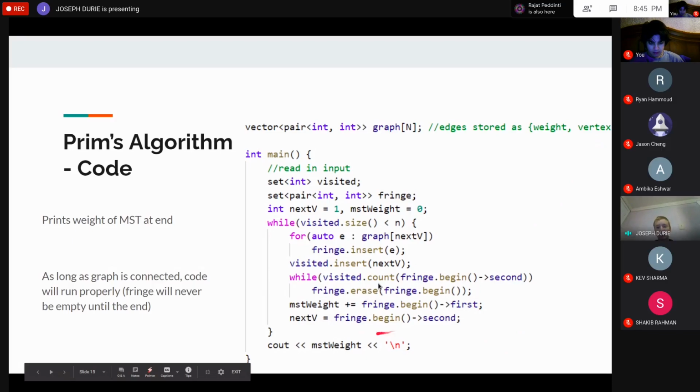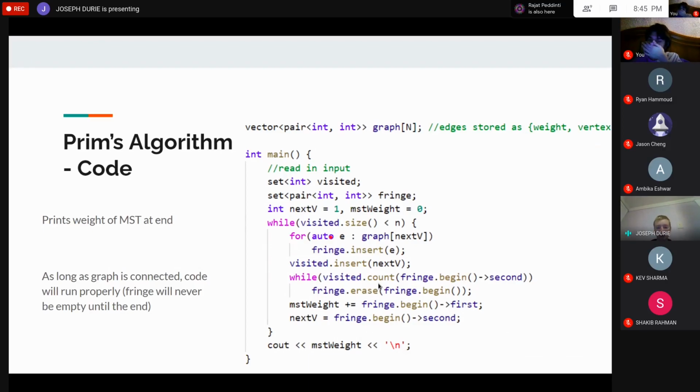Now we're going to iterate through again and look at all of the vertices adjacent to this vertex and repeat the process until we've visited everything. And as long as the graph is connected, this code will run properly. So the fringe will never be empty until the end. Questions on the implementation? Okay.